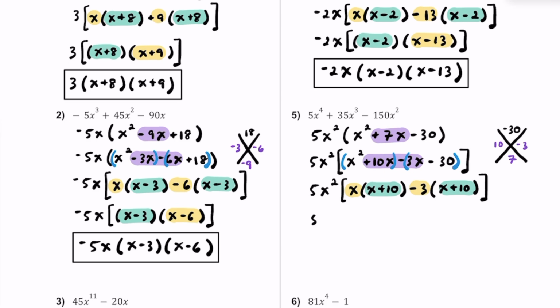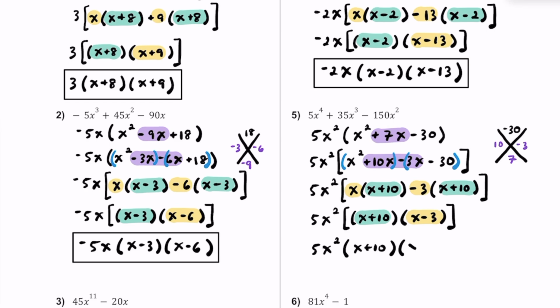So let's take this 5x squared and leave that there. And then let's go ahead and bring out the x plus 10, which is what they have in common. And we have this x minus 3 as well here. So I'm going to go ahead and just highlight these to hopefully make it a little bit more clear where everything's coming from. And then finally, we can just say this would be 5x squared. I'm going to drop the brackets and write x plus 10 and then x minus 3. So these are going to be our 3, I guess, factors here. All right, that would be as factored as we could go with this expression.